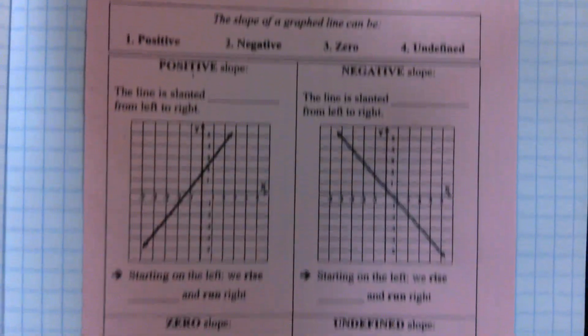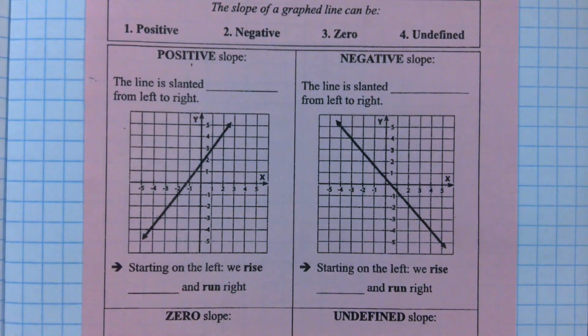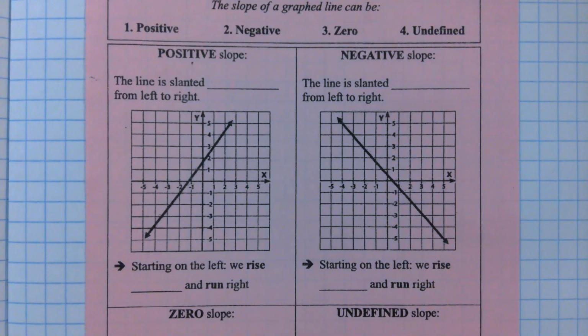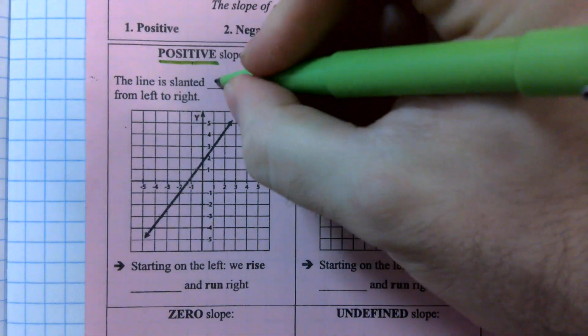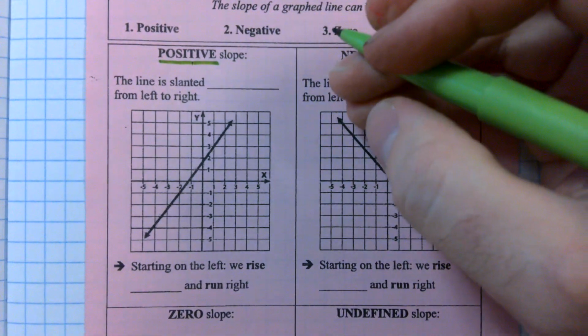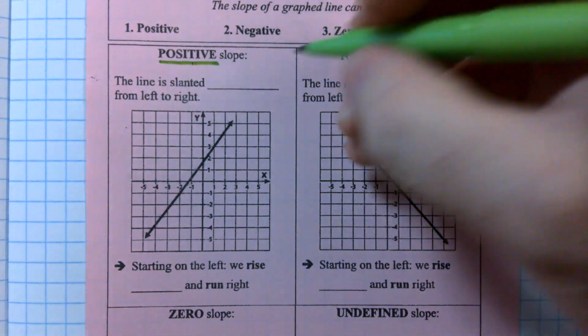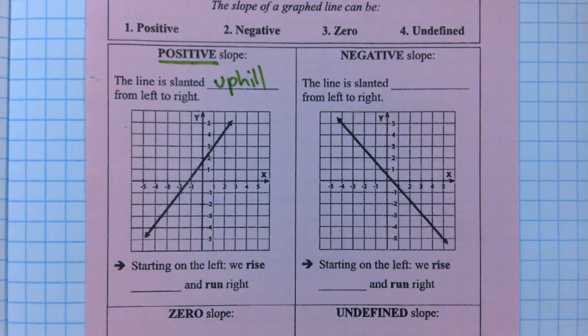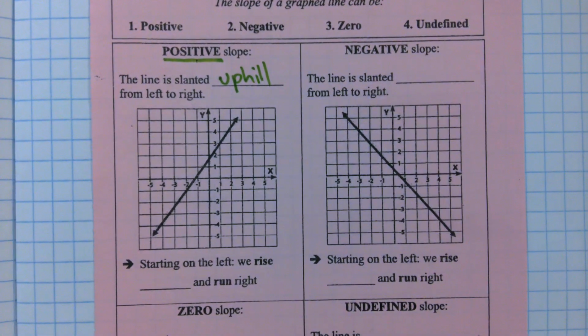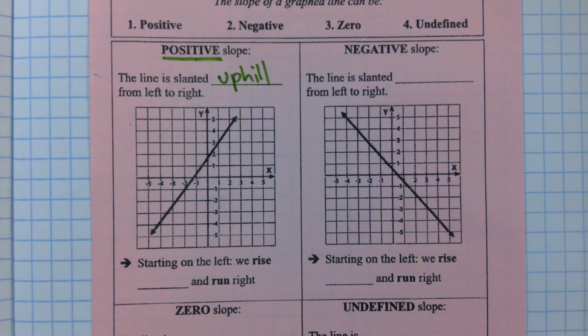So let's go through what we already know, right? Starting with a positive slope, all right? We know that we have a positive slope when the line is slanted. You guys ready? Okay. We know we have a positive slope when our line is slanting uphill from left to right, right? Just like we're reading a book, we start on the left, we go to the right.